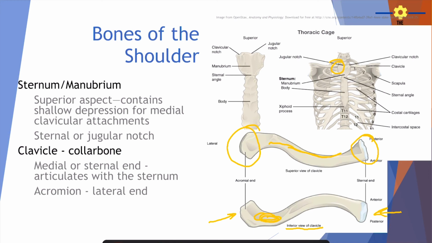The clavicle fractures frequently, but luckily it heals very well. Often the fractures are non-displaced and can heal without any surgery or any kind of internal fixation. Anyway, that's the anatomy of the clavicle and the sternum.